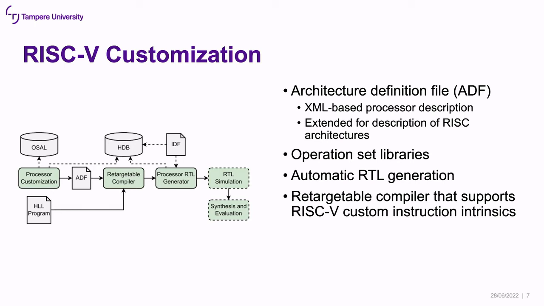Interestingly, in OpenASIP, the architecture definition file does not include operation descriptions. Instead, they are described in separate operation set libraries that store information about operation semantics and interfaces, such as amount of operands. The architecture definition file contains operation entries that link to their matching description in the operation set library. This way, the processor can be described in a layered fashion that allows reuse of the operation descriptions that are stored in the libraries.